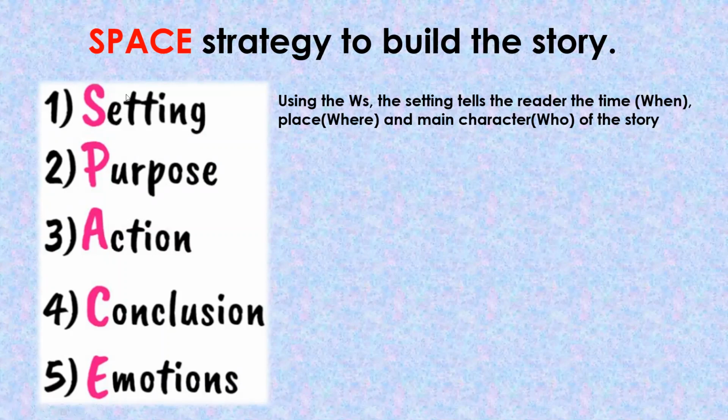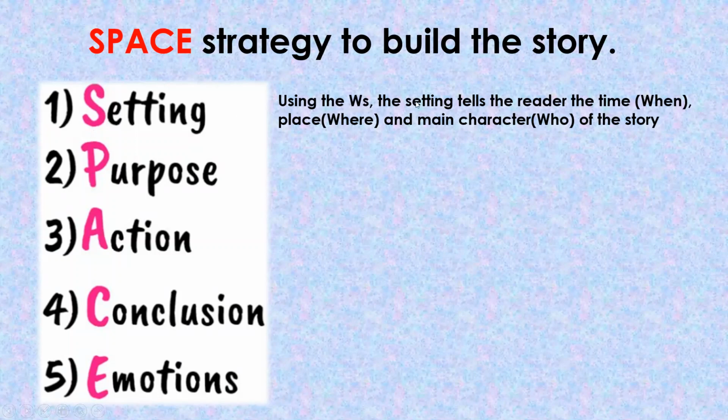SPACE stands for S is for setting, P is for purpose, A is for action, C is for conclusion, and E is for emotions. So we have to remember this, that if we follow the SPACE strategy, we can write a brilliant story. So let's look at the first part, which is setting.